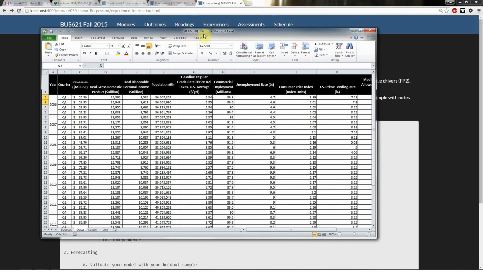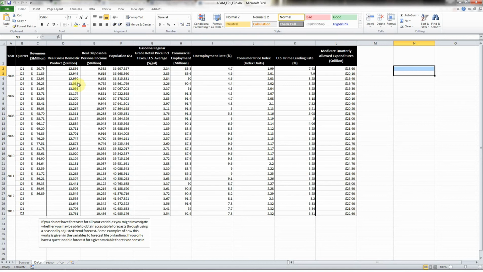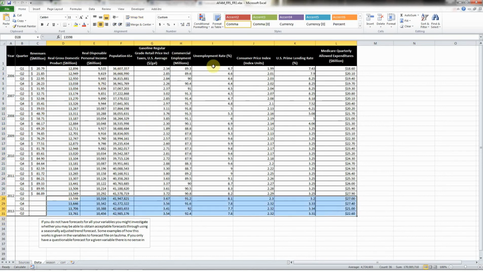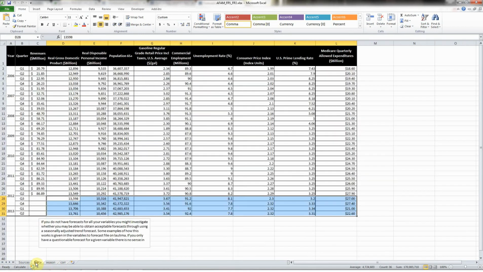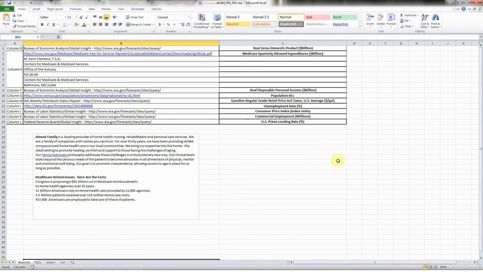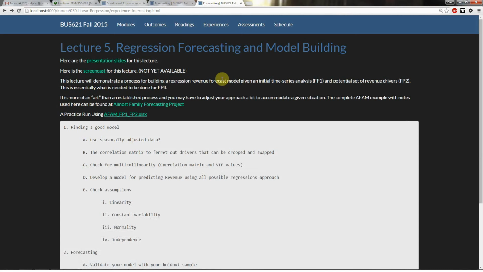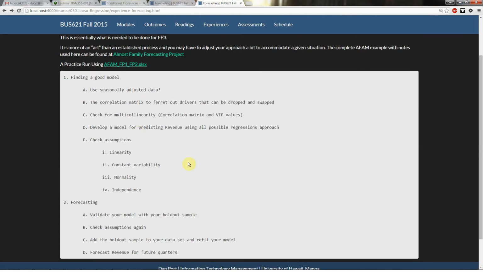This is the AFM, Almost Family Home, FP1 and FP2, and you can see that it is quarterly revenue up to 2002 quarter two, and has forecasts for a bunch of different drivers, which perhaps you got from FP2. And it has some analysis of the seasonality and the correlation, again from FP1 and FP2. So you should have this handy, and I encourage you to follow along and see if you can get the same results, just so you get a feel for how this works. It can be a little confusing. This is the outline that we'll more or less follow. So let's get started.